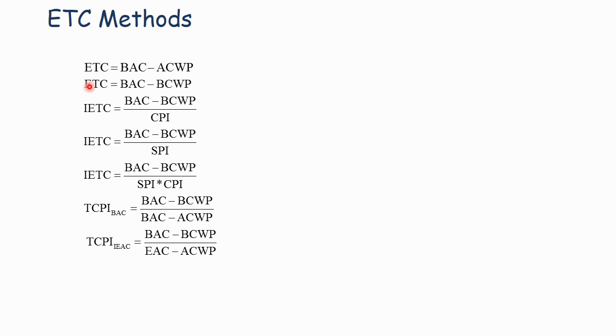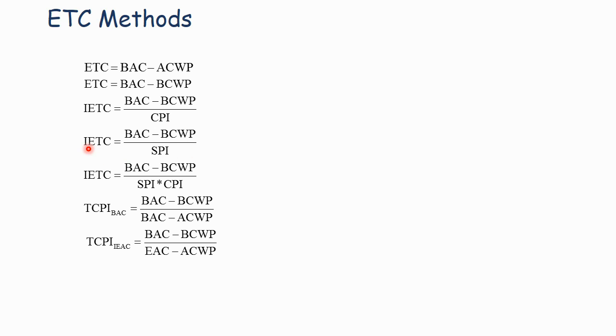So another method for computing ETC is I take the budget and I subtract the performance, how much work I've actually performed. Another method is I take the budget, I subtract how much work I performed, but I divide it by my cost performance index. So if I've been underperforming on cost, this says that I'll have a higher estimate that'll account for that underperformance, for the work remaining, the performance remaining. Likewise, if I've been overperforming on cost, I'll have less budget to perform the work remaining.